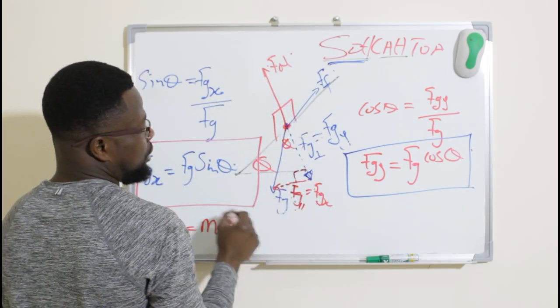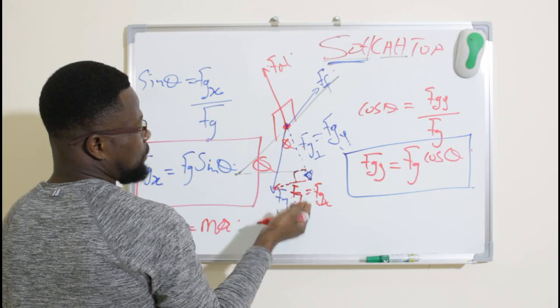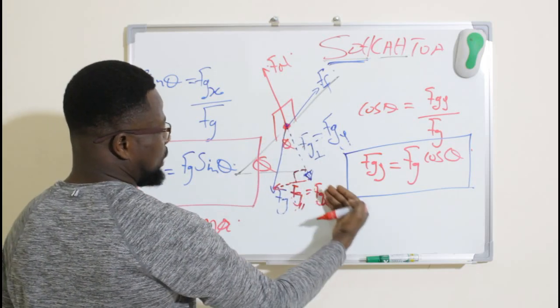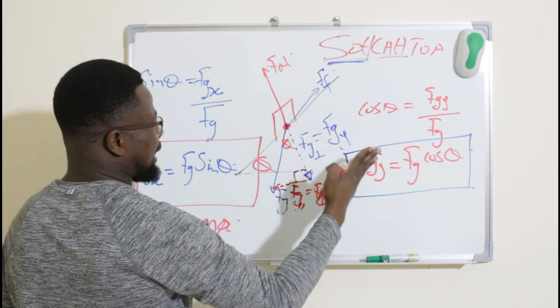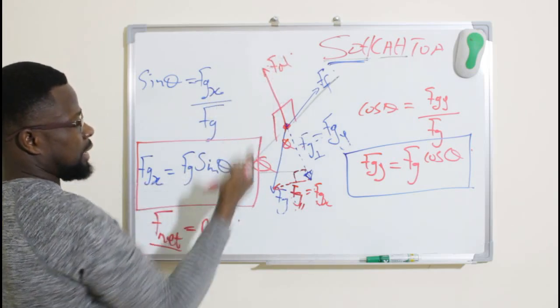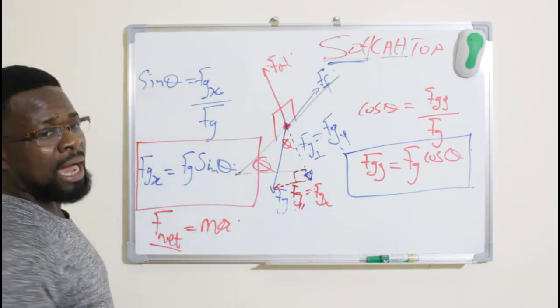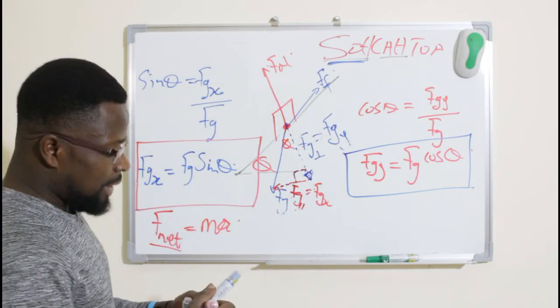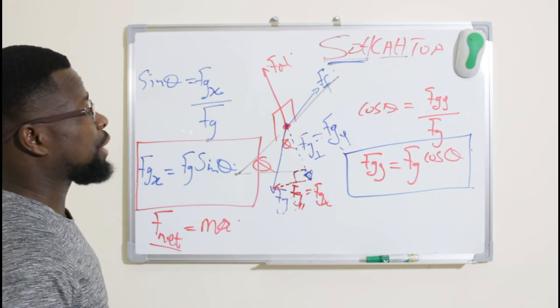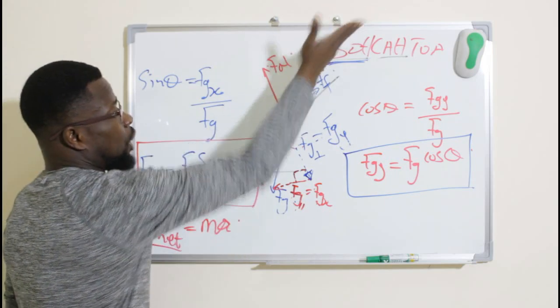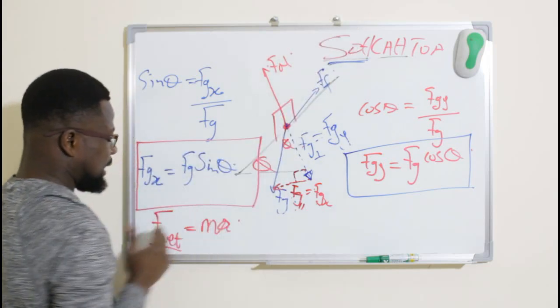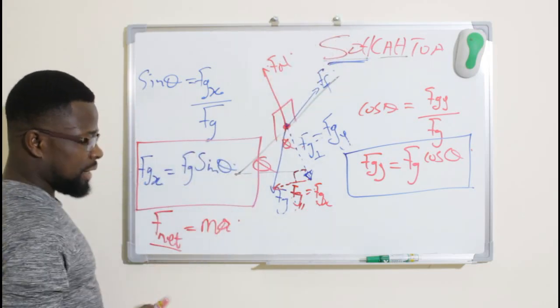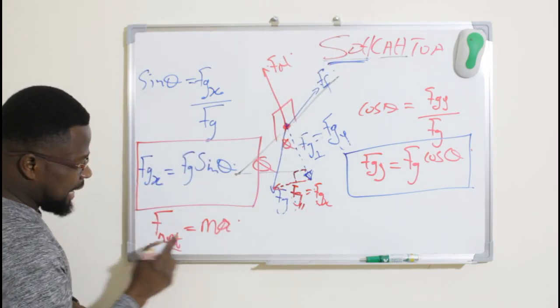The Fg parallel, and then the Fg perpendicular. They are the forces that are acting, just Fn and Fg. But now let's look at it from the point where we are looking at the horizontal forces, the net force in the horizontal direction. So I can look at F net in the x direction.